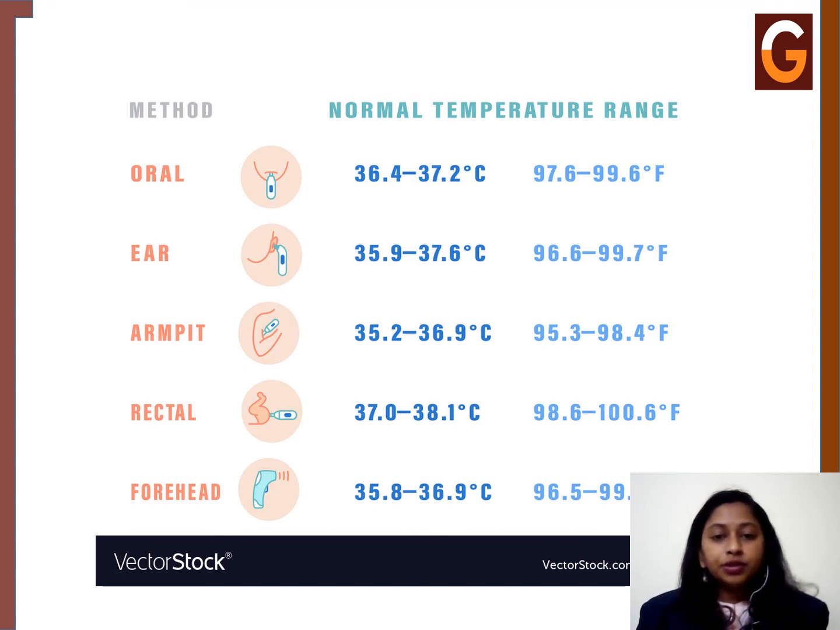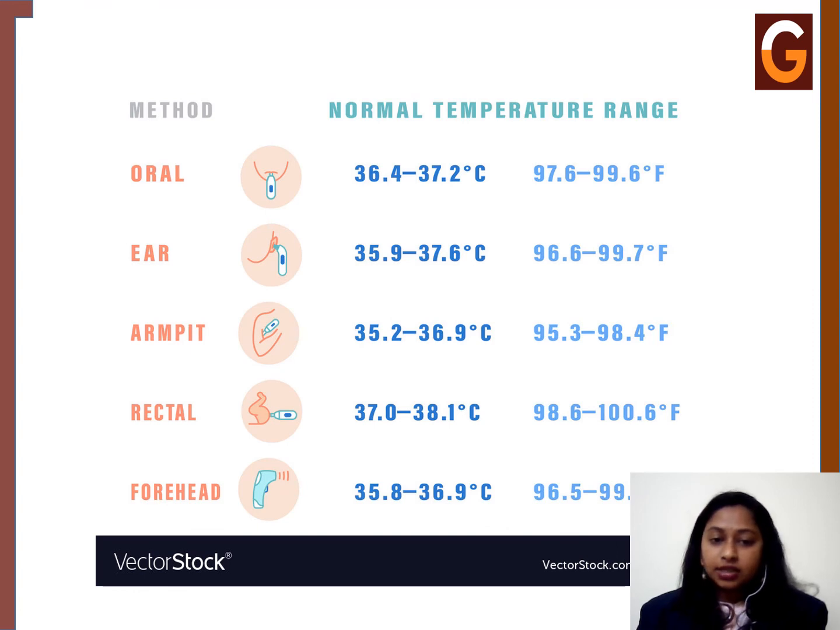When we take the oral temperature, the normal range should be 36.4 to 37.2 degrees Celsius, and in Fahrenheit it will be 97.6 to 99.6. For the ear, again we can use it for kids as well. Here the normal range is 35.9 to 37.6 degrees Celsius, and in Fahrenheit it will be 96.6 to 99.7.